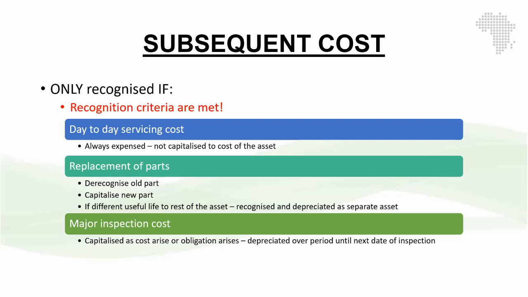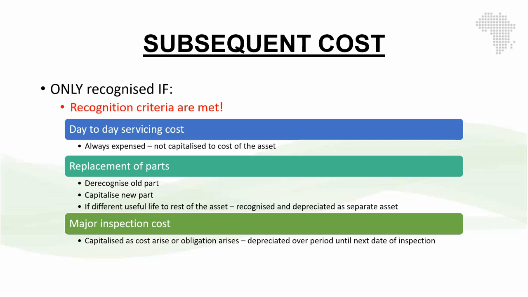If there's a different useful life to the rest of the asset, we will recognize that and depreciate it as a separate asset. When I get to depreciation, I will do this example for you. I just want you to now be aware of these different subsequent costs. We will look at the measurement and the depreciation calculations after we've dealt with depreciation.